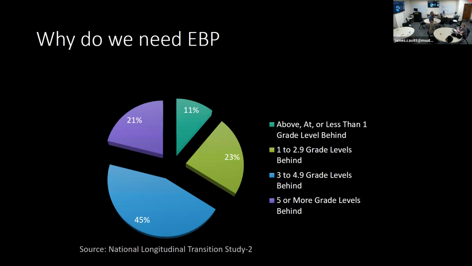So why do we need evidence-based practices? This is from the National Longitudinal Transition Study, the second one. The data is about 5 years out now, but I want you to look at this. This right here relates to this right here. This right here relates to this. This is all children, all students.